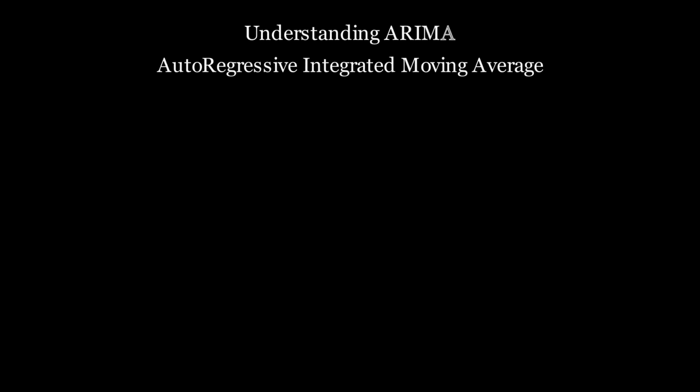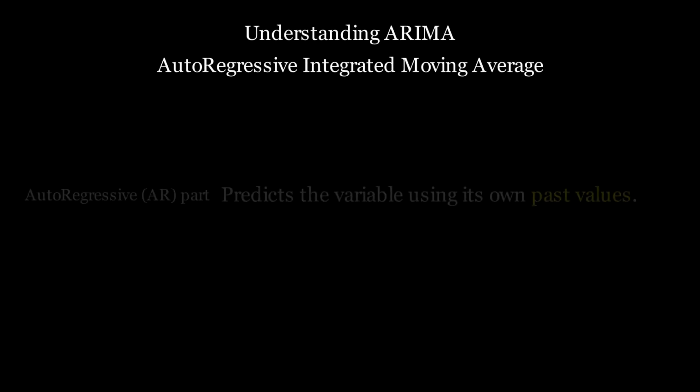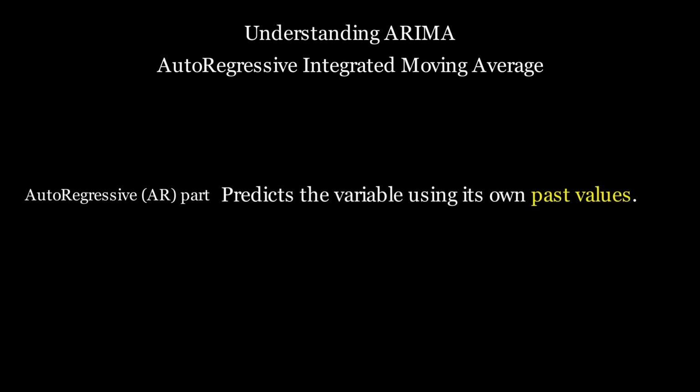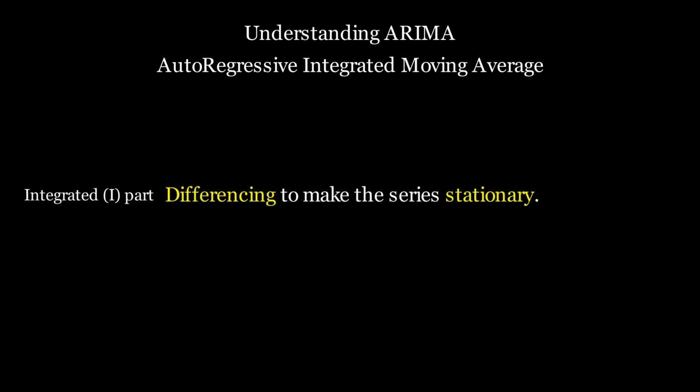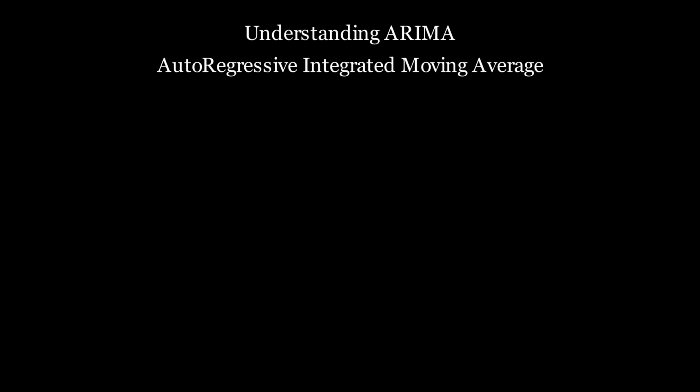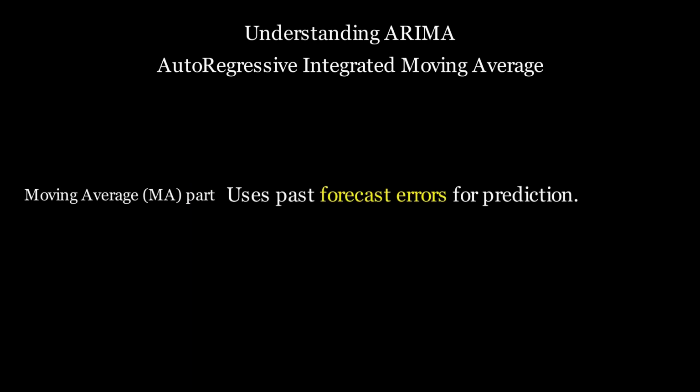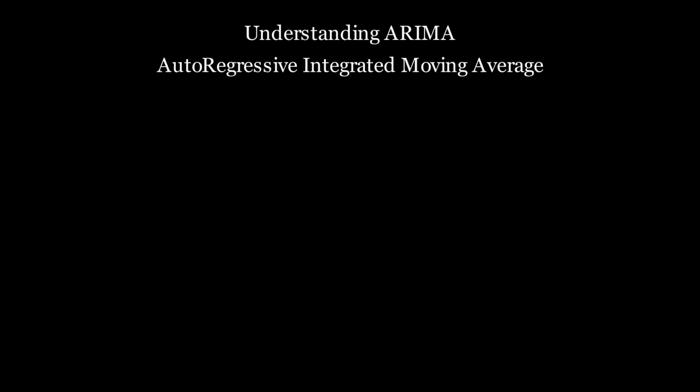Well, ARIMA helps us to get the future value. Of course, it has three main parts: the autoregressive part, the integrated part, and the moving average part. The autoregressive part predicts the variable using its own past values. The integrated part uses differencing to make the series stationary, and the moving average part uses the past forecast errors for prediction. We will visualize all these three here.